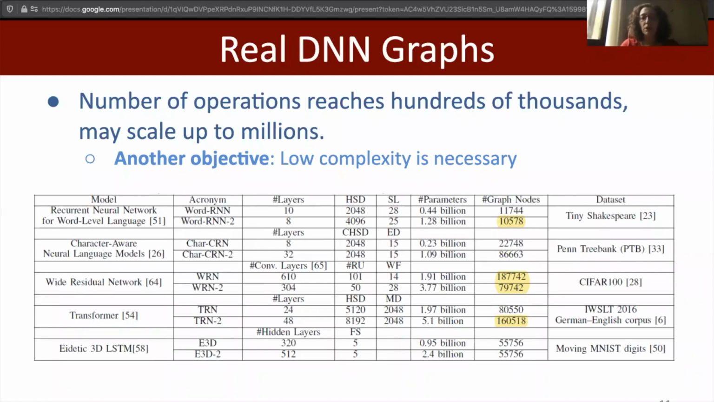And also most of the graph partitioners, at least the schedulers among them, work with a small number of graph nodes, but in deep learning, we have a very large number of nodes in the graph. This can be over 100,000 nodes. These are the actual examples we use in our experiments. I'll talk about them later. So another objective is to have low complexity, low running time of partitioning.